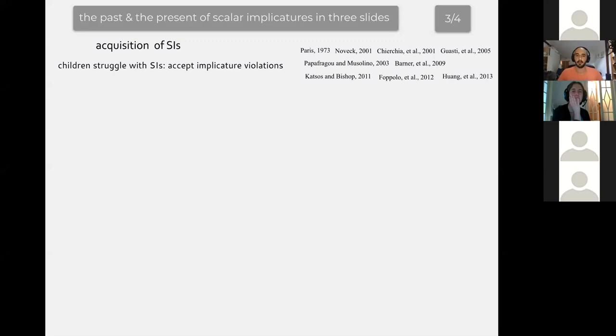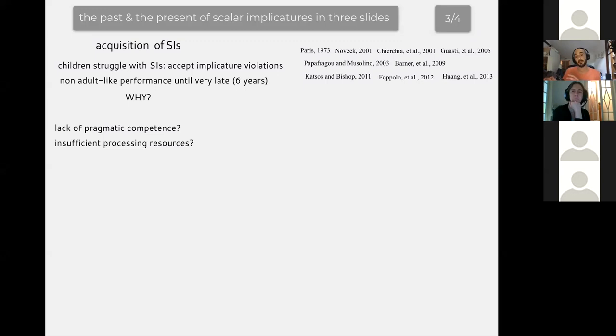They often accept implicature violations, in a lot of studies starting from the 70s, and they do not perform in an adult-like fashion until 6 years, and some people even claim 10, 12 years of age. So why? Some people propose that they lack pragmatic competence. Some propose that they have insufficient processing resources, or maybe they have difficulty associating the scalar items, so associating some with all, and then they do not manage to derive the implicature.